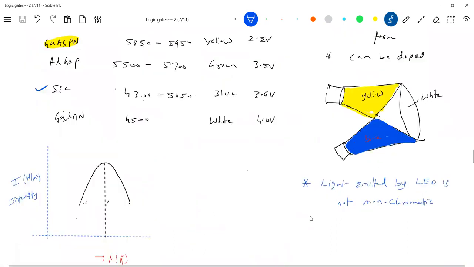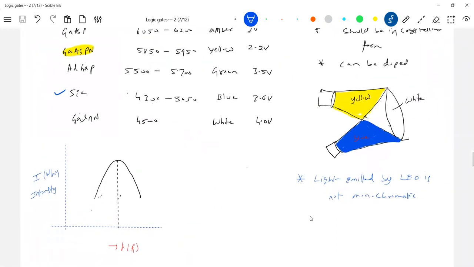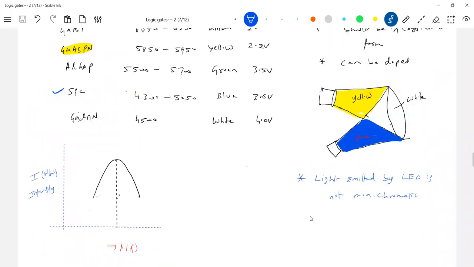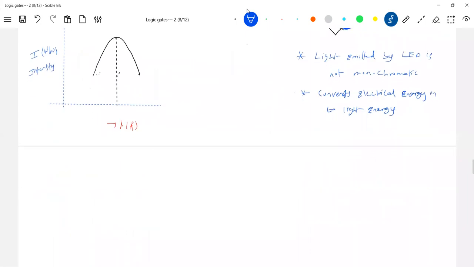Okay, next one more point. You just have to remember, nothing else there, you need not put much effort here. Now, what is LED? It converts electrical energy into light energy. Light emitting diode. This is the thing. Okay, let's go for the other parameters.